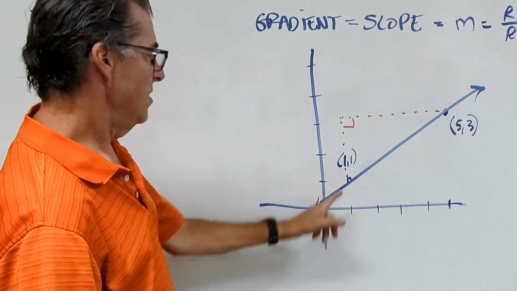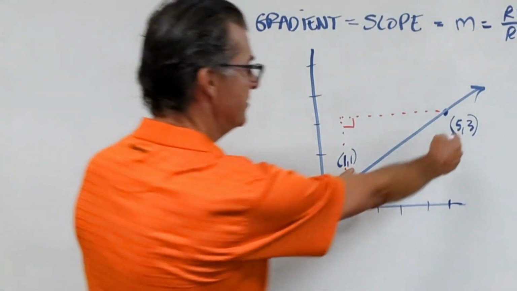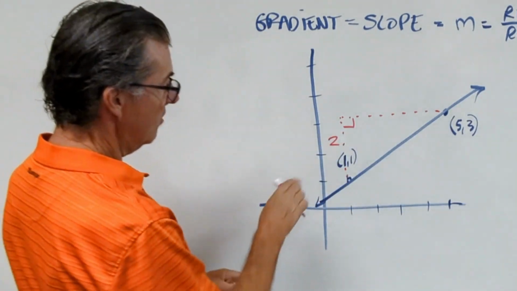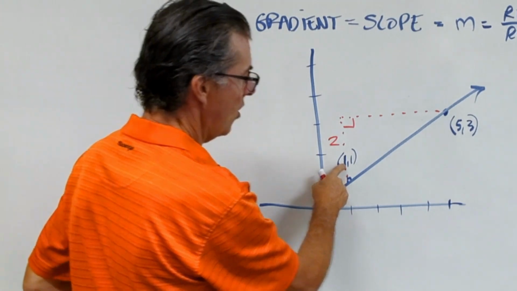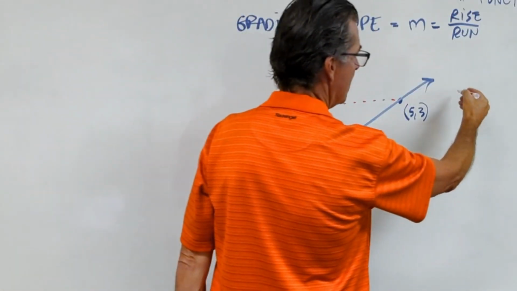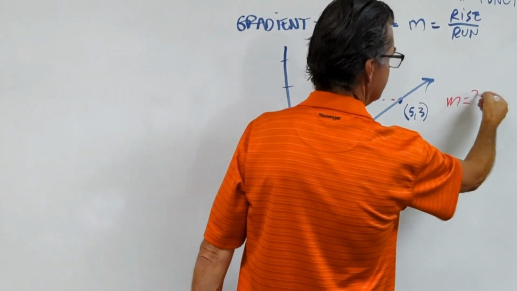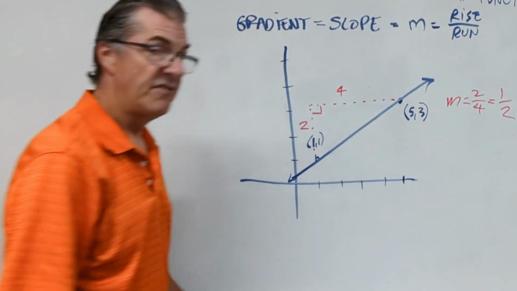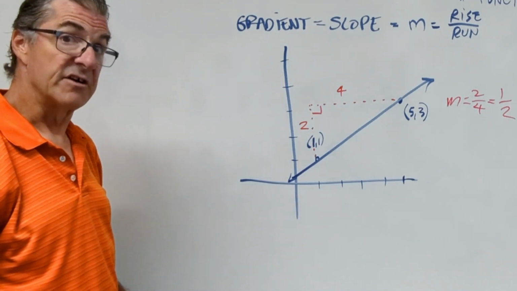We're going up from 1 to 3. So this is 2. Our rise is 2. And our run, that's the x direction, we're going from 1 to 5. So that's 4. So rise over run, our m, is 2 over 4, which equals 1/2. That's a basic slope calculation.